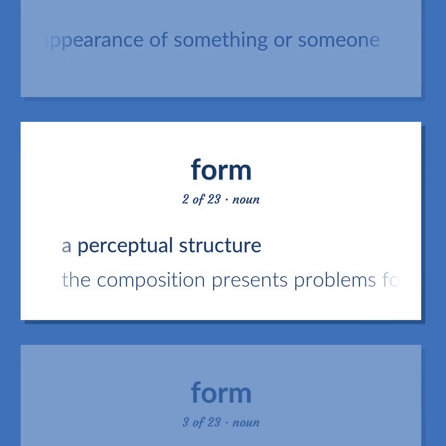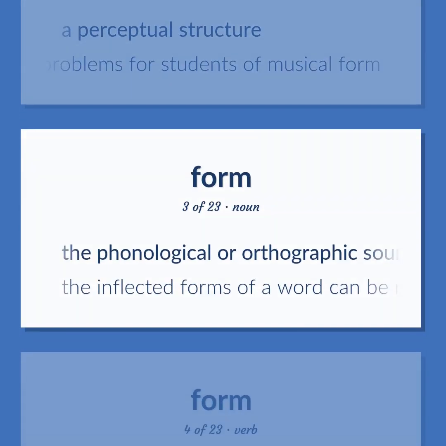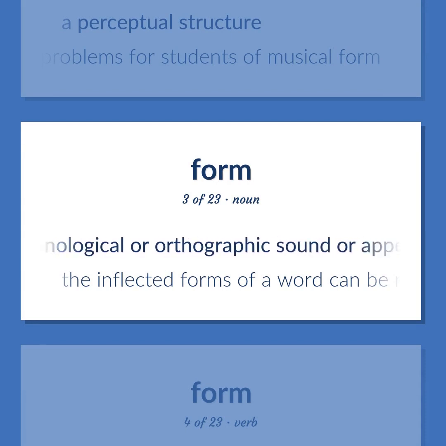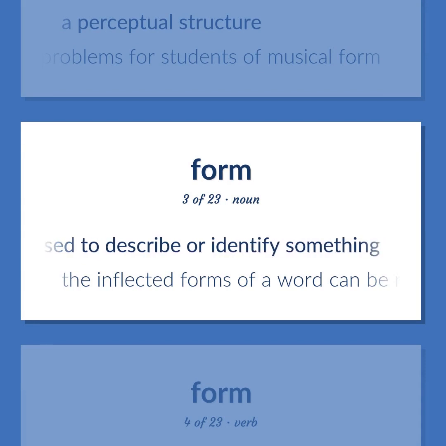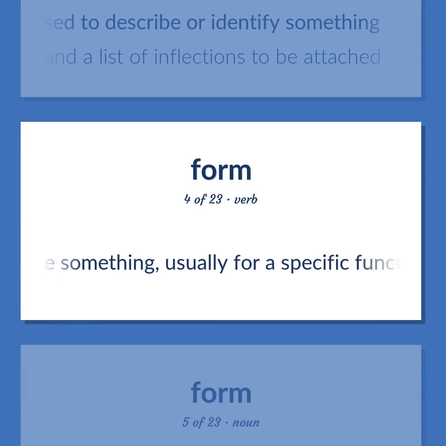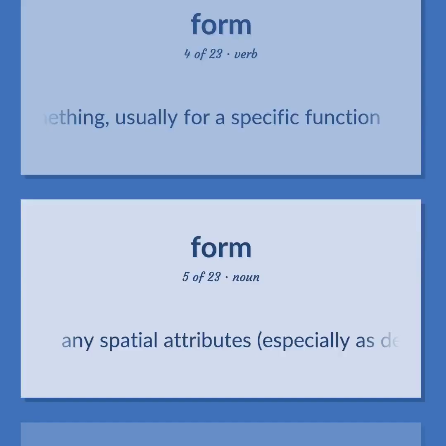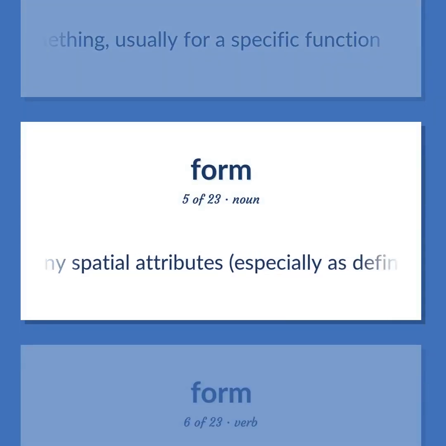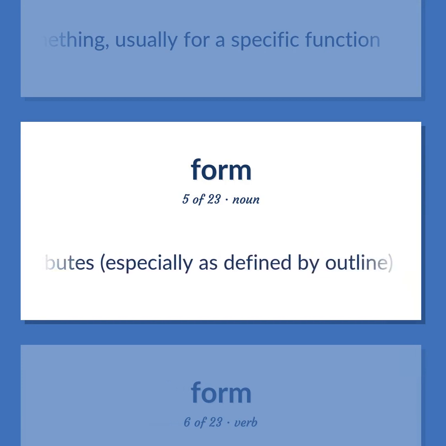A perceptual structure. The composition presents problems for students of musical form. The phonological or orthographic sound or appearance of a word that can be used to describe or identify something. The inflected forms of a word can be represented by a stem in a list of inflections to be attached. Make something, usually for a specific function. Any spatial attributes, especially as defined by outline.